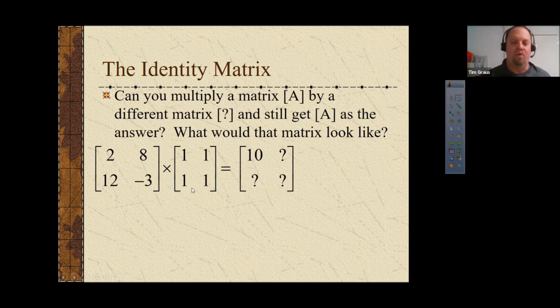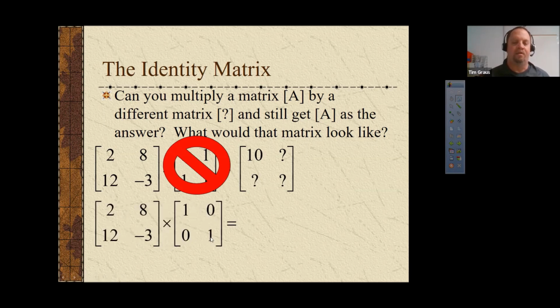So it turns out I don't want a matrix completely filled with ones. I actually want a matrix that looks like this. 1, 0, 0, 1. 2 times 1 and 8 times 0 gets me a 2 in that upper left position. 2 times 0 and 8 times 1 gives me an 8 in the upper right position. 12 times 1 and negative 3 times 0 gives me 12 in this position. 12 times 0 and negative 3 times 1 gives me negative 3 in the final position.